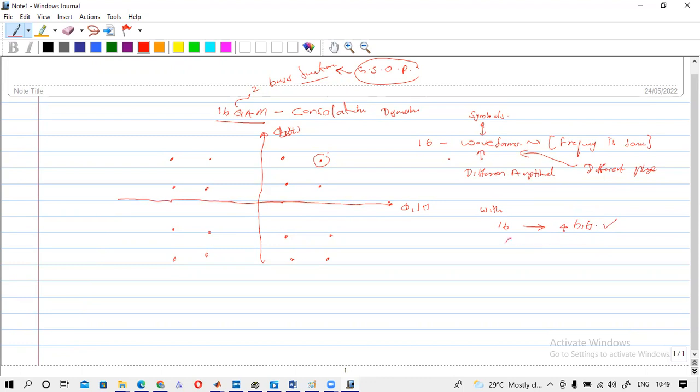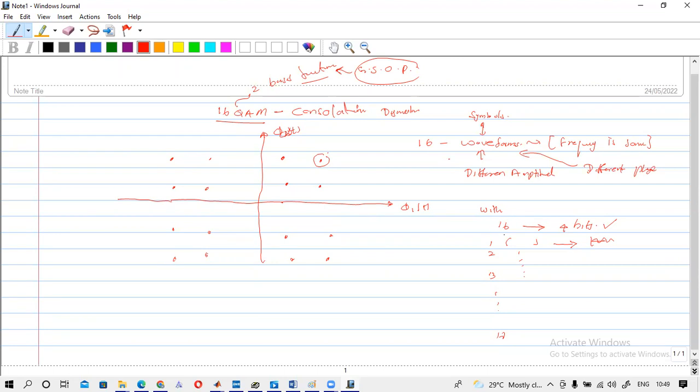If you have 4 bits, there should be 16 combinations, 1, 2, 3, up to 16 combinations. For each combination you will need a unique waveform. Otherwise, you can't identify this symbol, these 4 bits. The unique waveform will have a different amplitude and different phase. That is the uniqueness, the amplitude and phase for QAM.